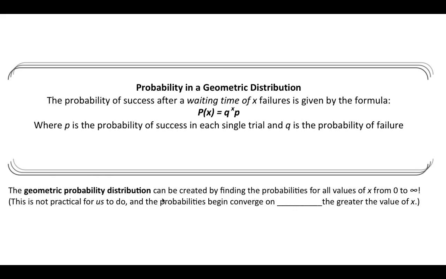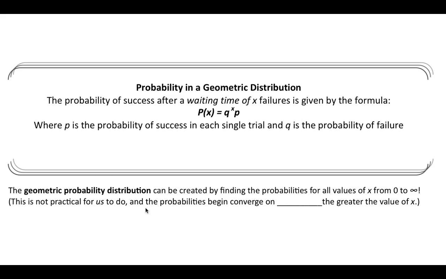So basically, we can talk about finding the probabilities of all values from 0, basically no waiting time at all, to an infinite number of failures before we see success. That's because they haven't given you a number of trials. They haven't given you n equals 8 or anything like that. Now, although an infinite number of failures before success is theoretically possible, it's impossible for us to construct a full geometric distribution.